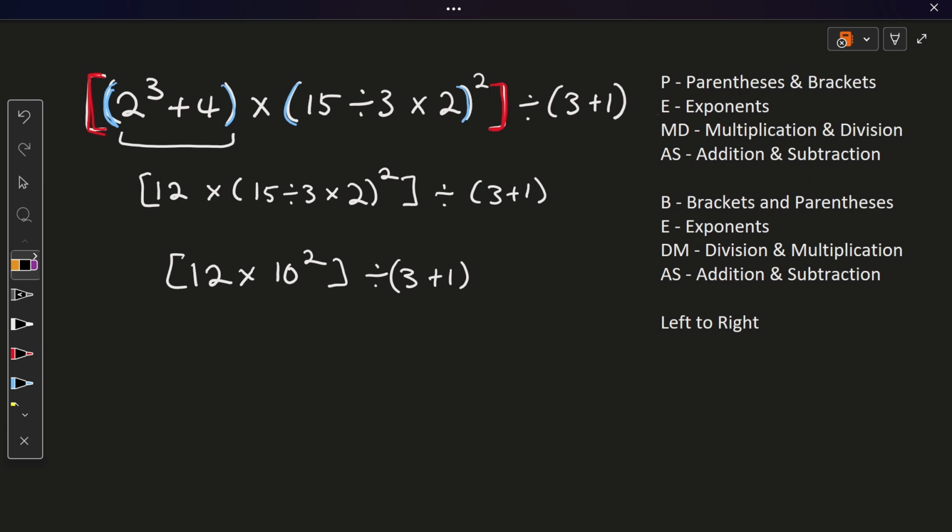Do we have any parentheses or brackets? Well, yes, we do. We have two sets of brackets, this first set and this second set back here. Do we have any brackets embedded within these brackets? Well, no, we don't. And so since these two brackets are on the same level, we just have to resolve them from left to right.